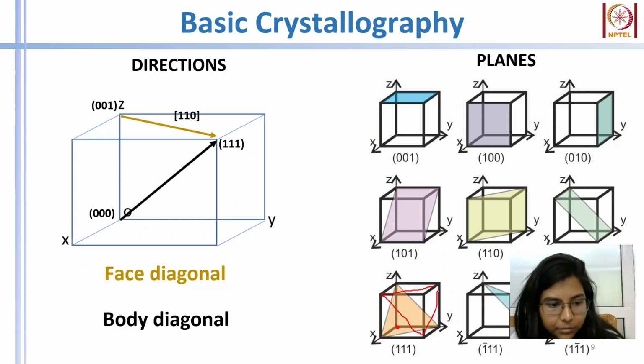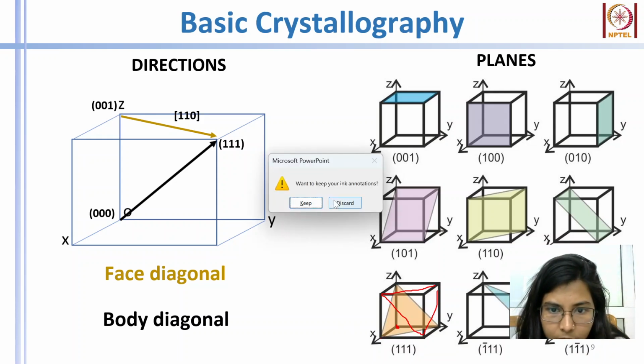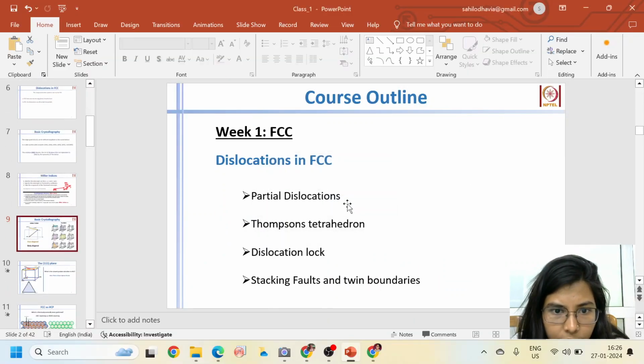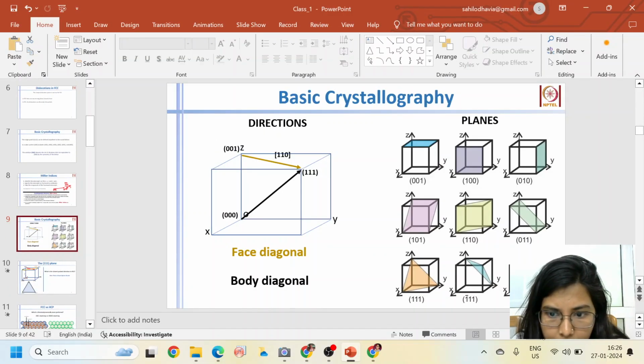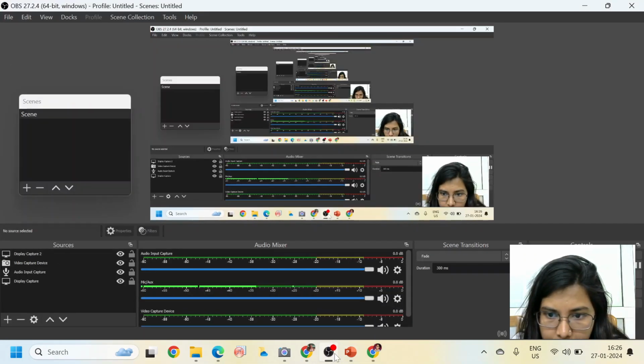It is going very bad. Let's wait. Discard. Let's check the recording.